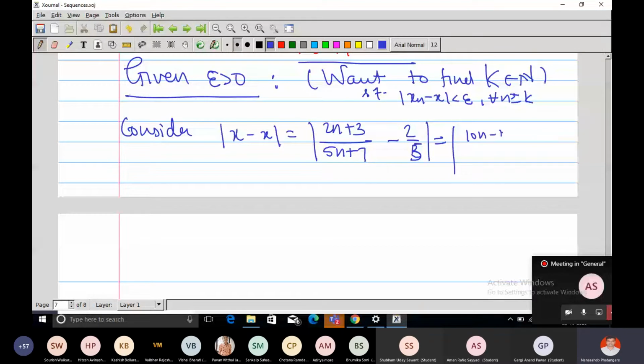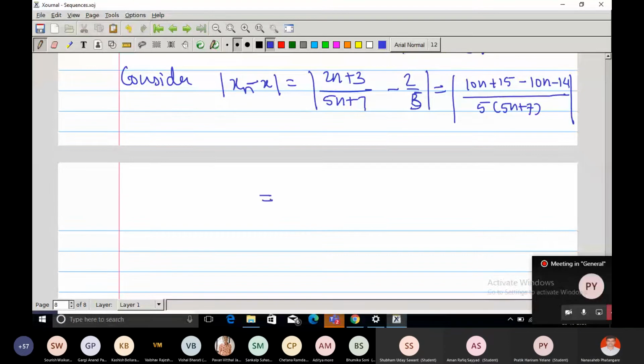So simplify this expression. 10n plus 15 minus 10n minus 14, over 5 times (5n plus 7). You correct me if I am making a mistake in calculations. Consider mod xn minus x. Very good. 10n cancels, 15 minus 14 is 1. So what is it? 1 upon 5 times (5n plus 7). Am I right? Yes, sir.